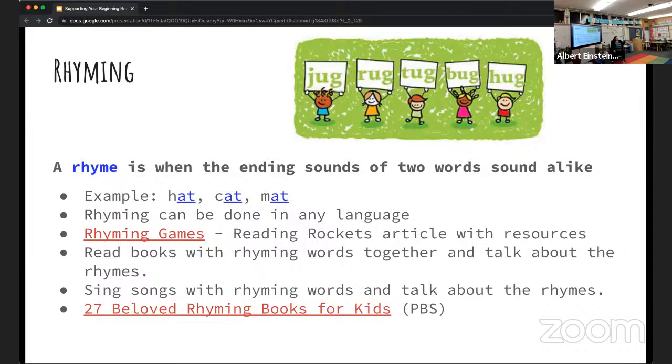So the Dr. Seuss books that rhyme, kids love to be silly. So if you can find silly books with silly rhymes, they're going to really want to hear those over and over and over again. And those are wonderful. There's nothing wrong with your kid getting stuck on a book that they want to read over and over and over again. Go ahead and go to the next one.